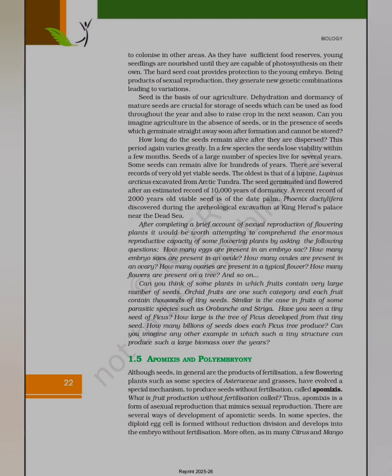After completing a brief account of sexual reproduction of flowering plants, it would be worth attempting to compare the enormous reproductive capacity of some flowering plants by asking the following questions: how many eggs are present in an embryo sac, how many embryo sacs are present in an ovule, how many ovules are present in an ovary, how many ovaries are present in a typical flower, how many flowers are present on a tree, and so on. Can you think of some plant in which the fruit contains a very large number of seeds? Orchid fruits are one such category, and each fruit contains thousands of tiny seeds. Similar is the case in fruits of some parasitic species such as Orobanche and Striga.